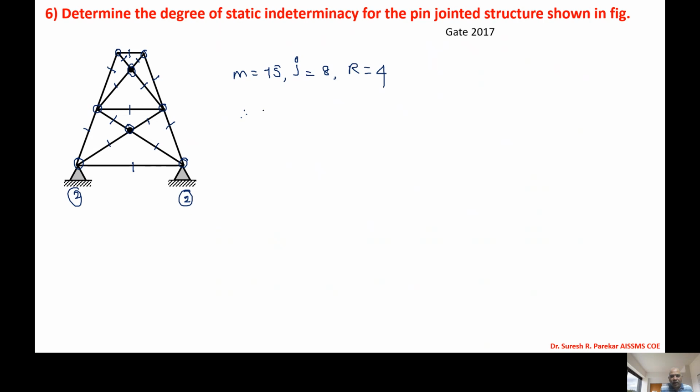And therefore we have DS equal to m plus r minus 2j. Now m we have 15, r we have 4, minus 2 into joints we have 8. So we have 15 plus 4, 19, minus 8 2s are 16. So we will have this as 3. So DS in this is equal to 3. So this is problem number 6.